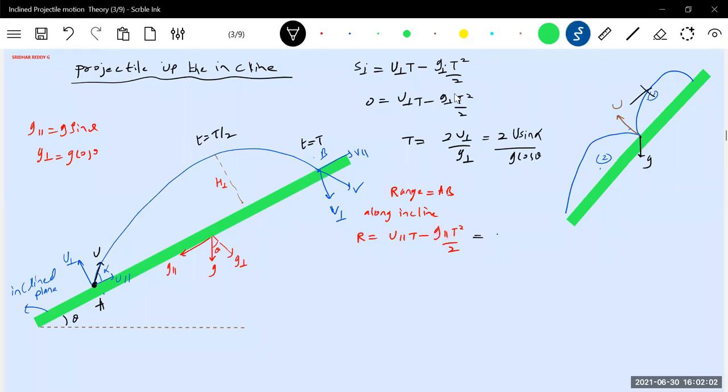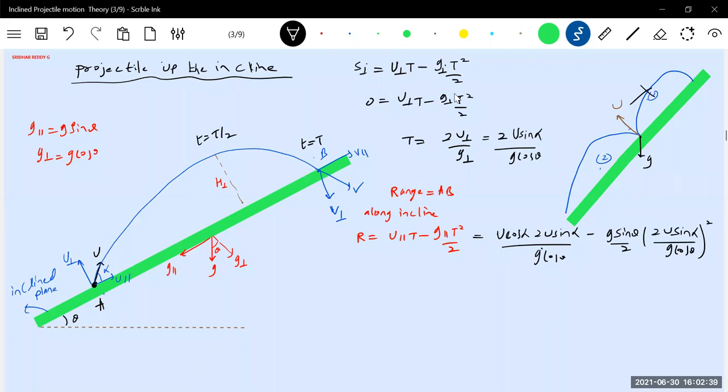U parallel. Where is the U parallel? U cos alpha. G parallel will be G sine theta. Okay, this will become 2u. No, we'll leave it. Okay, this is the range like this we can find out.